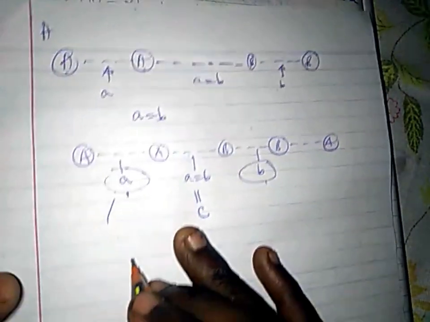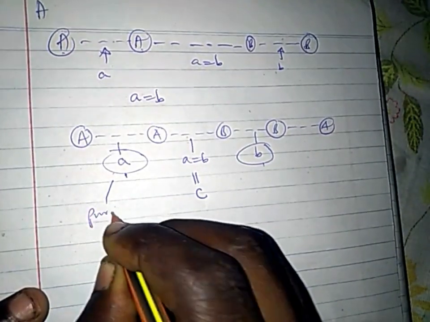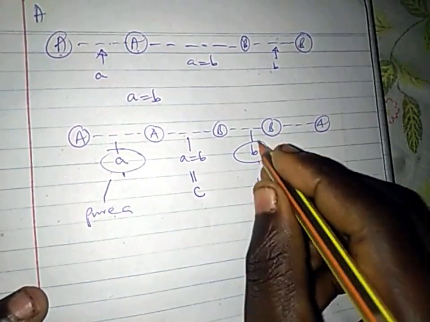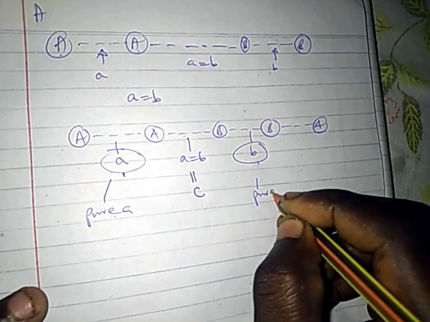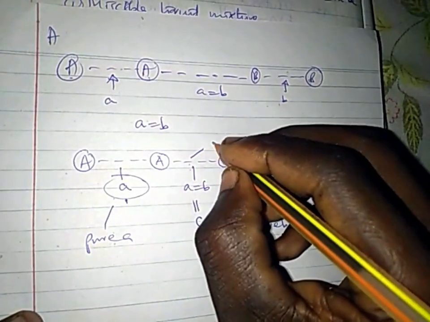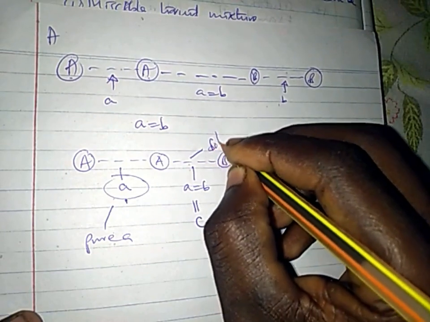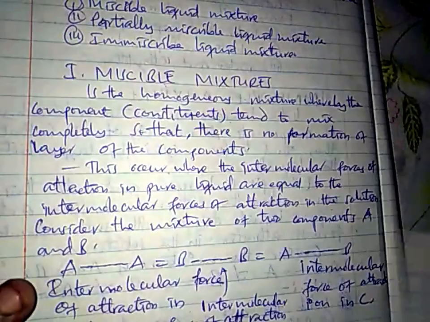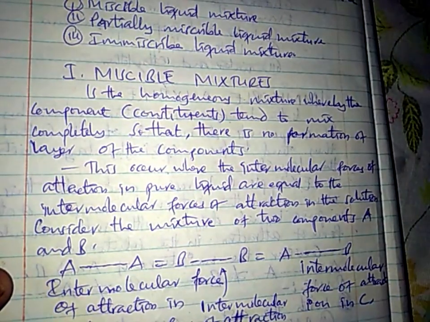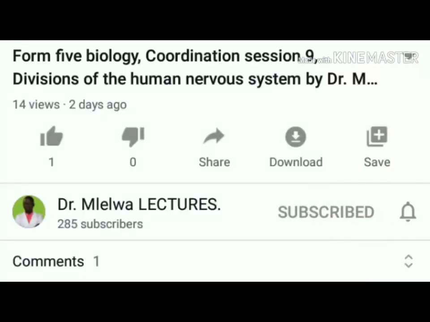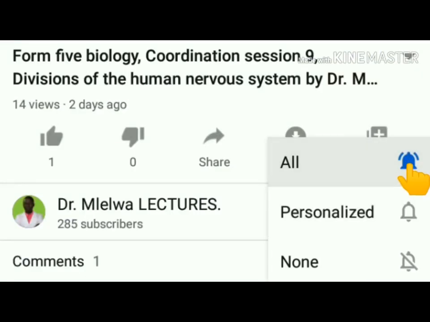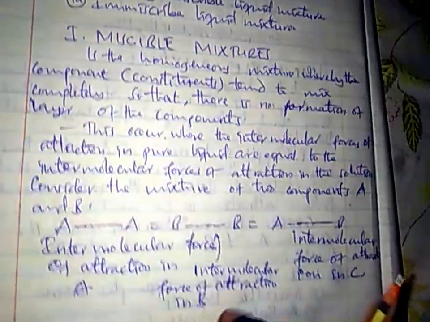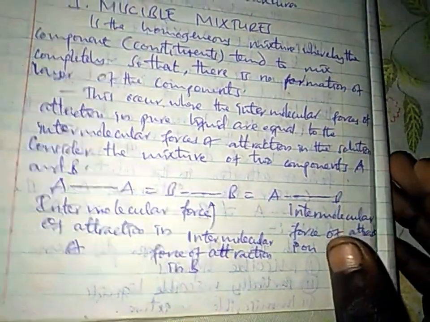So this is the intermolecular force of attraction in pure liquid A, and this is the intermolecular force of attraction in pure liquid B. But this is the intermolecular force of attraction in the solution. This makes the liquids completely miscible. The illustration is explained below here.